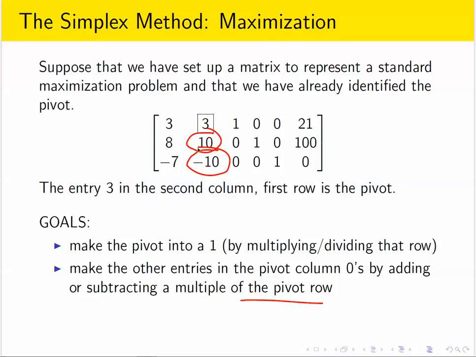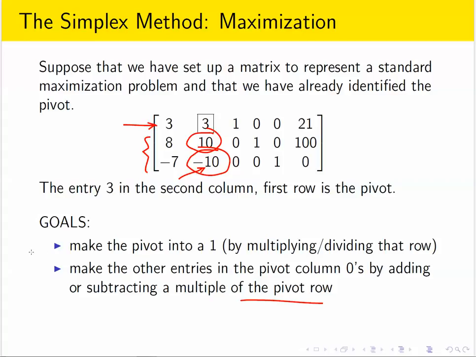Just looking at these entries, it looks like it would be really easy, say, to make this into a 0 if we were to add the 10 that's right above it by adding the second row to the third row. But we're not allowed to do that. All of the row operations, when we apply the simplex method, have to involve adding or subtracting a multiple of the pivot row. We cannot use 2 rows that are not the pivot row. We have to involve the pivot row every time.